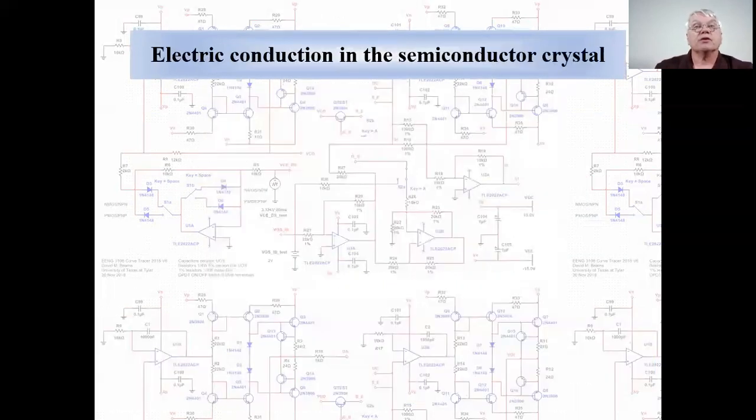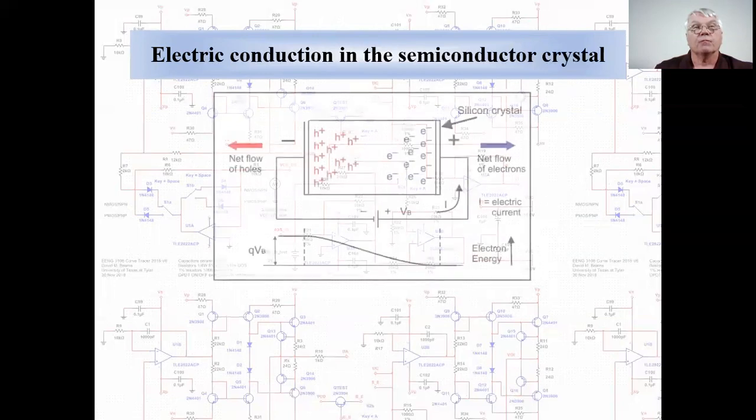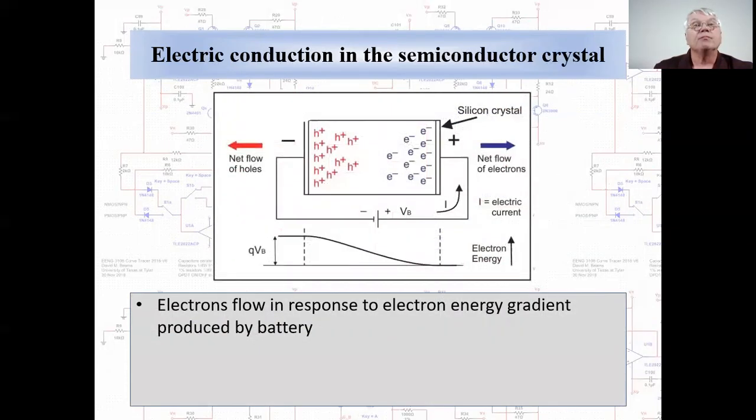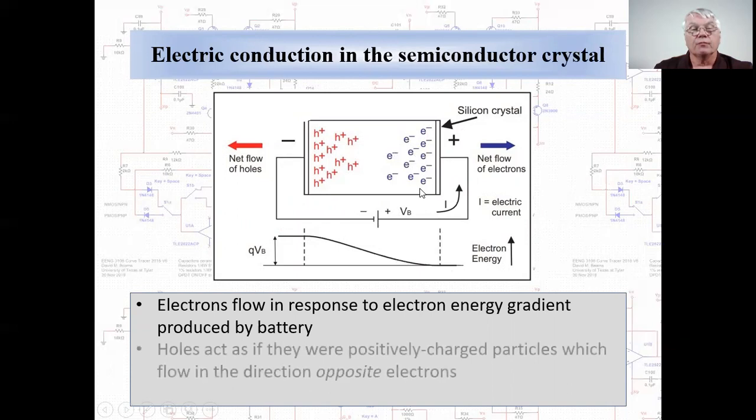Now let's consider the conduction of electric current in the semiconductor. This battery provides an electron energy gradient or an electric field, and electrons will move toward the right side of this crystal, towards the lower electron energy, which is represented by the positive battery terminal. Now, some electrons moving to the right will recombine with holes, leaving a greater hole density on the left-hand side of the crystal. This makes it appear as if the holes are moving to the left under the influence of the electric field.